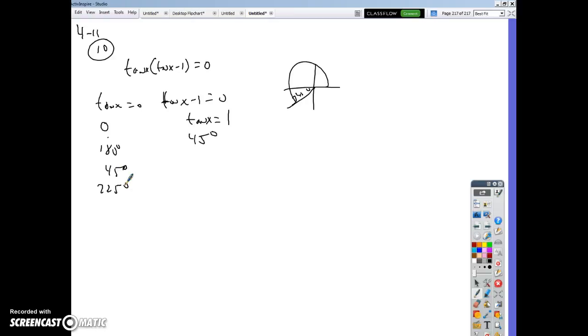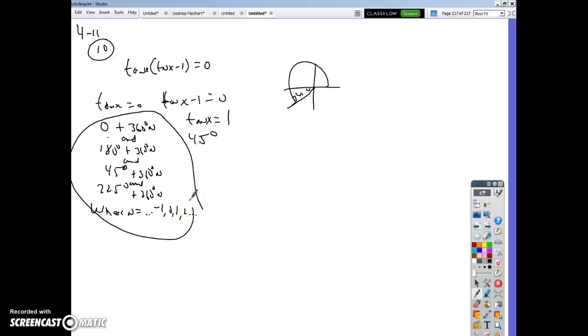By the way, is that all? No, it's not, because I can add 360 to this. So I'm going to go plus 360 degrees n, and plus 360 degrees n, and plus 360 degrees n, and plus 360 degrees n, where n is equal to negative 1, 0, 1, 2, ... Oh, yeah. And I'm done.